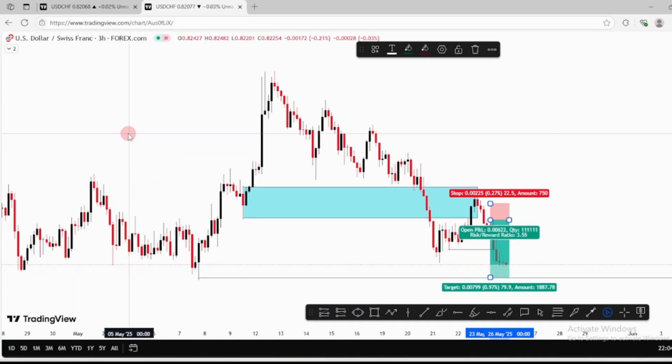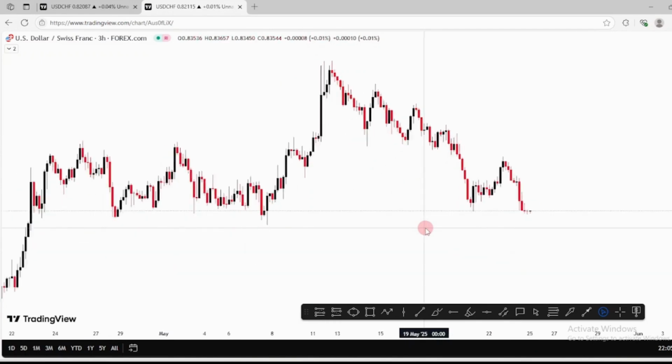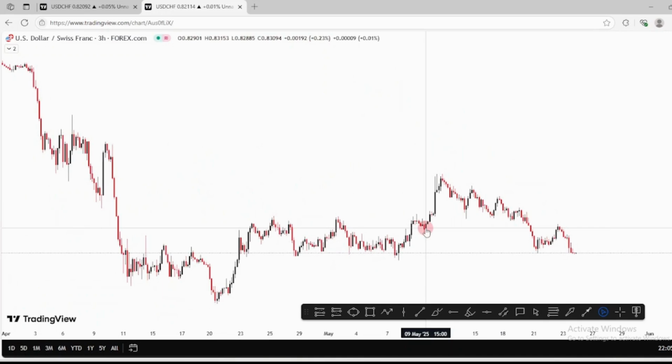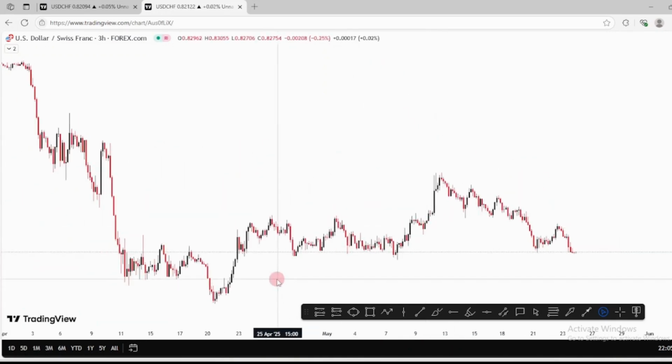Let me clear everything from the chart, and let's start from the beginning. The chart is clean. Let's look for a trade entry and how we're going to go about this approach. From here, price is creating higher high, higher low, higher high, higher low. It's pushing to the upside, so we're expecting price to continue the uptrend.